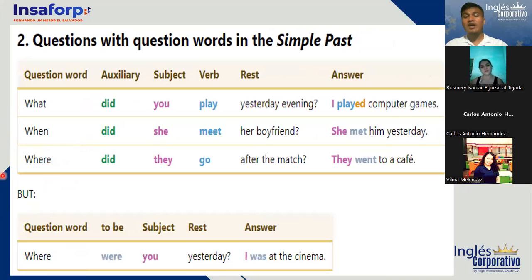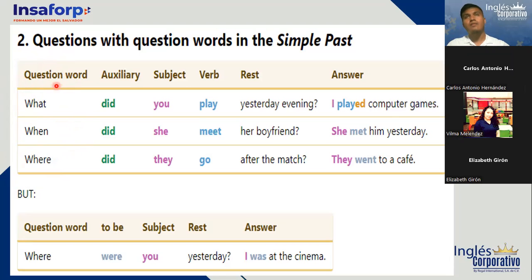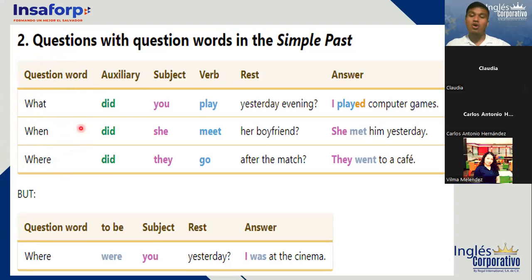Very good. So here we have form number two. What changes from form number one to form number two? The only thing that changes is that here at the beginning, we are using a question word. Which are the question words? Which are the WH questions, guys? What, where, when, who, why, how long. All of them. So those are the question words or WH questions.